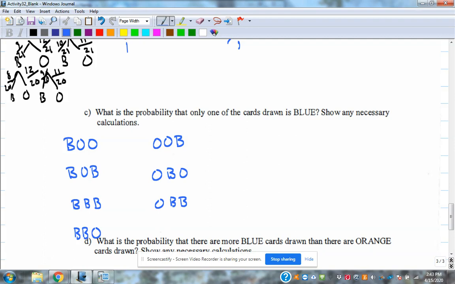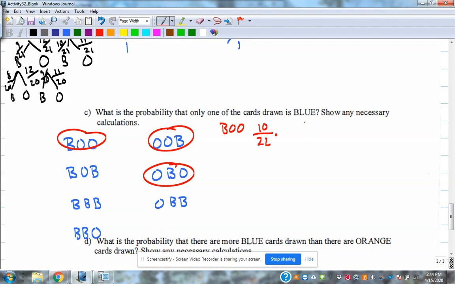Then, okay, probability that only one of the cards is blue. So which ones of those have only one card that is blue? This one, and this one. Okay, so we need all three of those added together for that. So blue, orange, orange, probability for blue, orange, orange would be 10 out of 22 times orange, orange would be 12 out of 21, 11 out of 20. You multiply that all together.